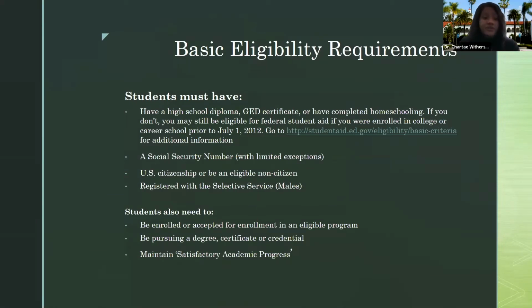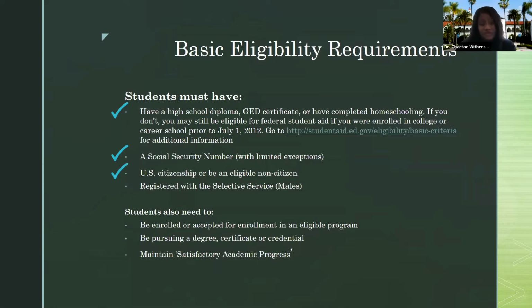Well, you may be wondering, what are the eligibility requirements? Well, in order for you to be eligible for the FAFSA, you have to have at least a high school diploma or equivalent like a GED. You must have a social security number with limited exceptions. Now, this is for you as the student, a social security number. Some of your parents may not have a social security number and there's a workaround for that. But for you who's applying for financial aid, you will need a social security number.